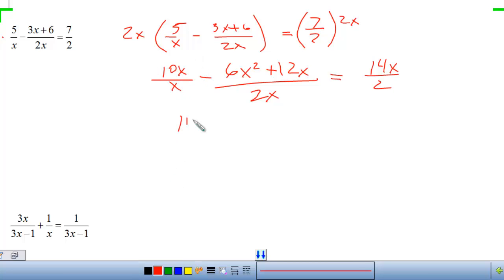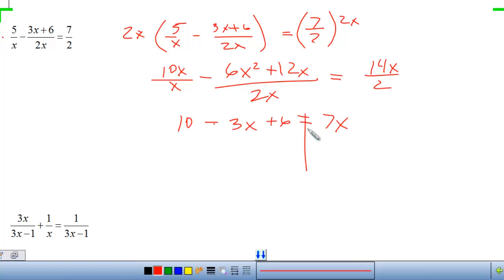So 10x over x is just a 10. See, so we could have canceled the x's here and just had 2 times 5. And then I have 2x squared over 2x. Well, that goes in there, a 3 and an x. Again, that 2x would have just canceled here. And then 12x over 2x is a plus 6. And we see that again, first term's right there because the 2x canceled. I'm sorry, that's not a plus, that's a minus. And that equals 14x over 2, which is 7x.